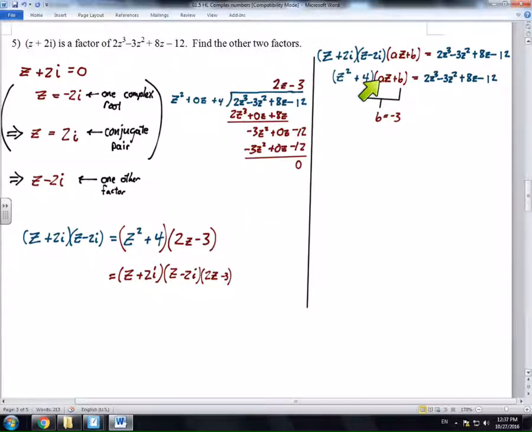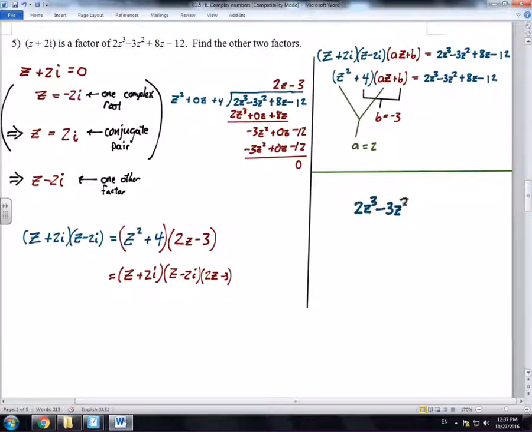For a, the only way we're going to get the z cubed term would be to multiply the z squared times az. And when you multiply z squared times az and get 2z cubed, that means a has to equal 2, which is again the conclusion that I found right here.